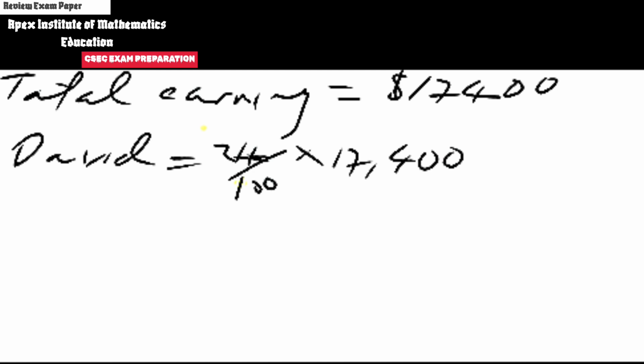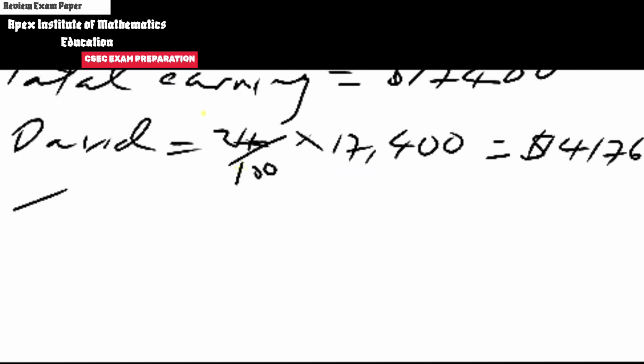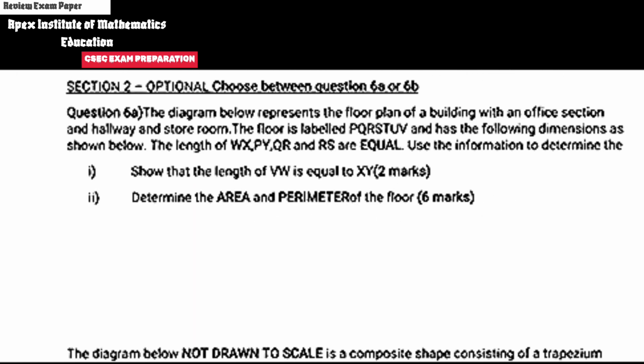So let's go on our calculator here, 24 divided by 100 multiplied by 17,400. And so David would have received a total of $4,176. All right. And then we know that John, we were told exactly how much he got. So John would have received a total of 3,600. No calculation required there.